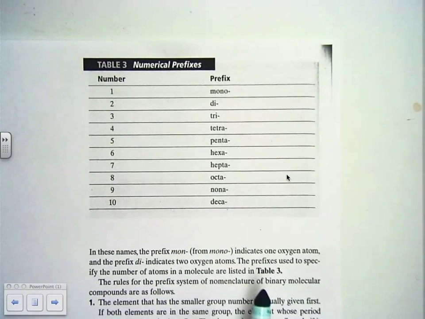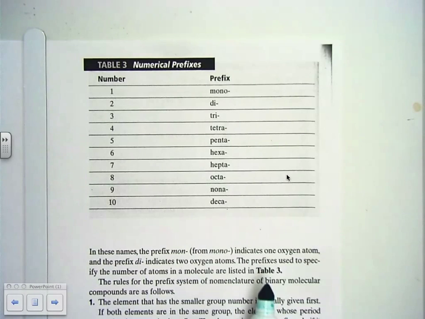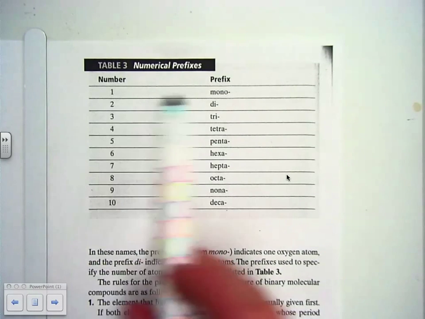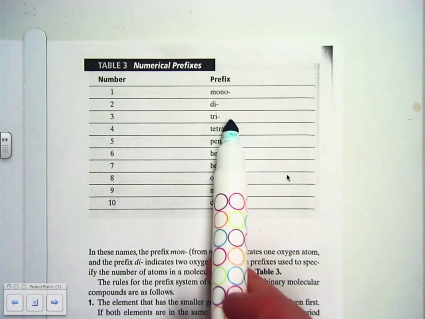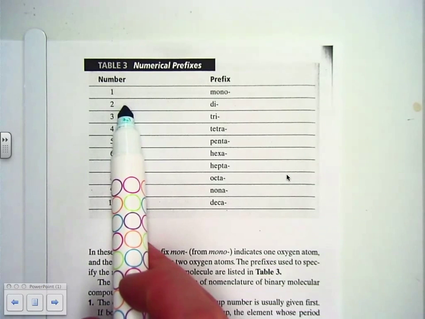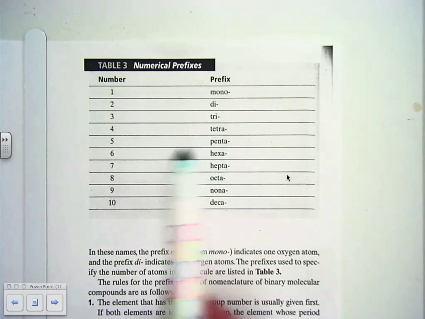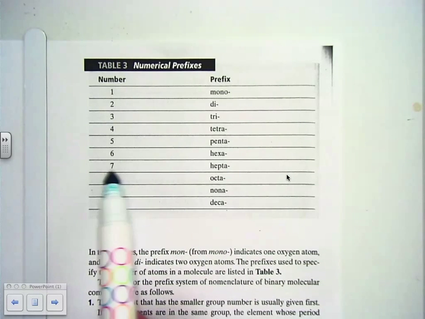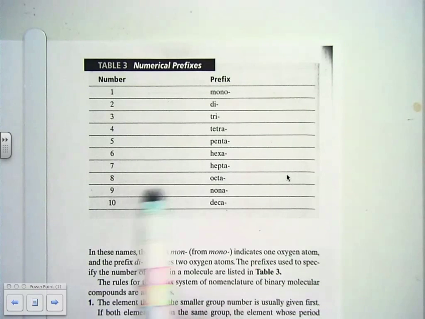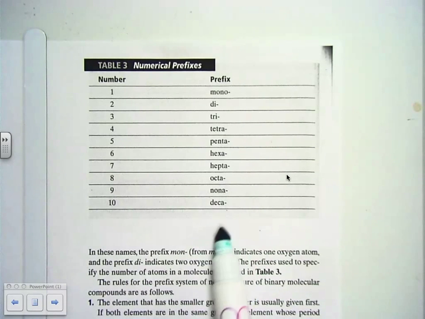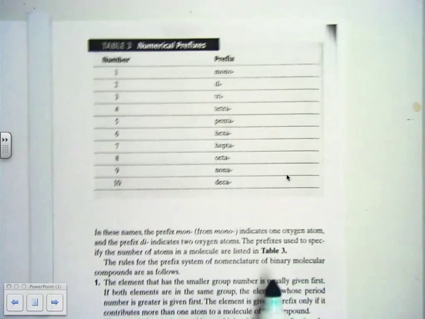Here is a list of prefixes, and yes, I do want you to know them. 1 is mono, 2 is di, 3 is tri. Dice, have you heard of dice? 4 tetra, 5 penta, pentagon, 6 hexa, hexagon, 7 hepta, 8 octa, octopus, 9 nona, and 10 deca, decade. You can hear these words in our language, but generally you don't use them very much.